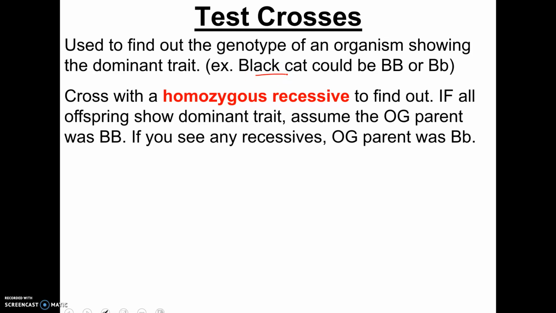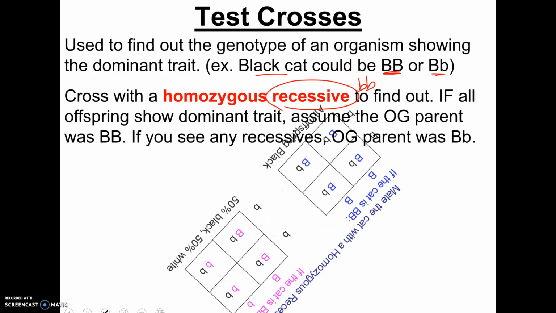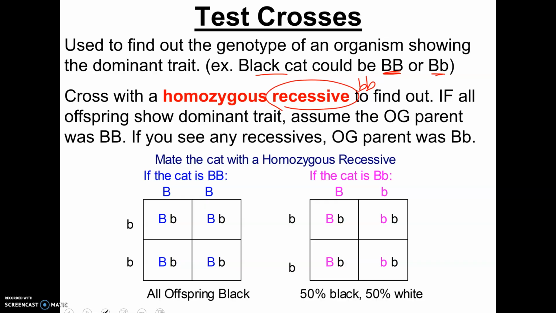So a black cat could actually be big B, big B, or big B, little b. You wouldn't know, since black is dominant, if you didn't have any other information other than seeing that it was black. So what you cross with is a homozygous recessive, a little b, little b, white cat. In the next chapter, we're going to talk about something called a dihybrid test cross. It's done for a different purpose, but a test cross always crosses with a recessive. You should remember that.